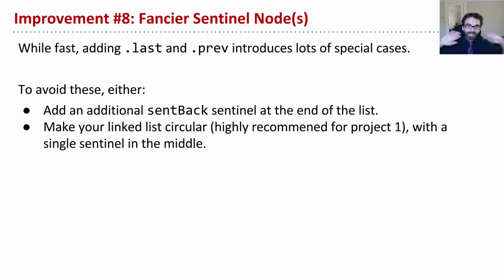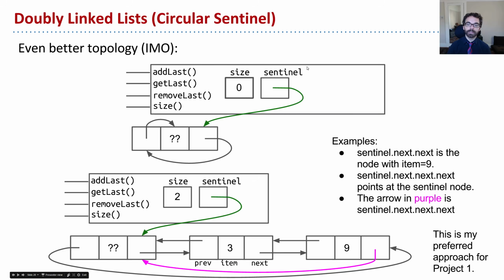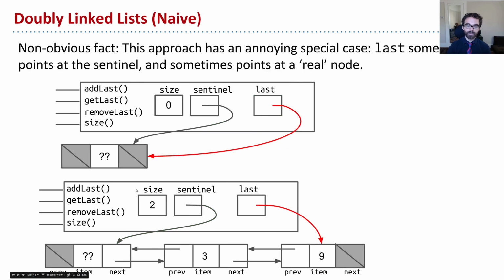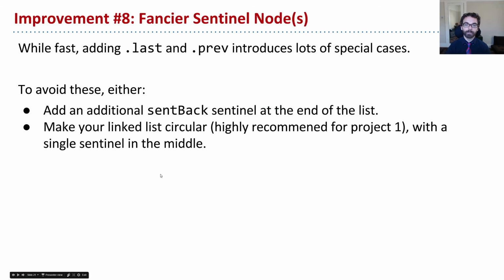So that's it as far as our doubly linked lists go in terms of topological improvements. Just to summarize what we did there, improvement 7 was adding a .last pointer to the last item in a list, and .prev says everything should look behind it. But the problem there is that for each of our methods, we'll end up with special cases owing to the special case we described before. So to avoid those special cases in each of our methods, we can either have 2 sentinels, or we can make our list circular, and this is the approach I recommend for project 1 because it's cool.